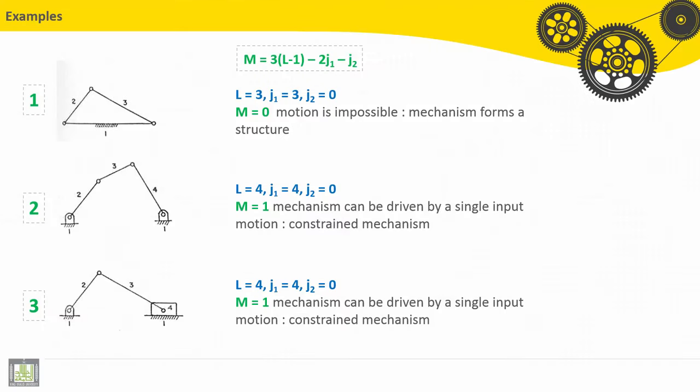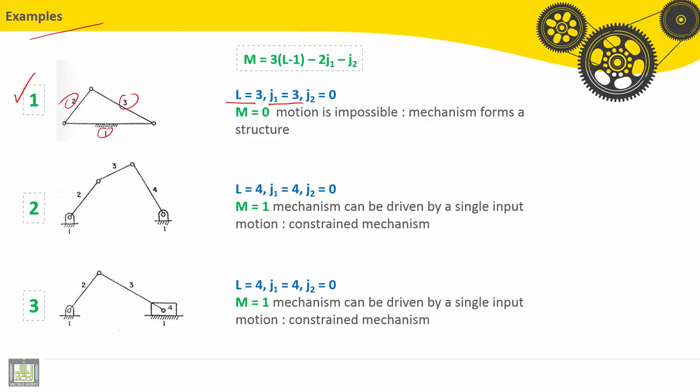Theory of Machines. We will take here some examples. First example, we have L equal 3, number of links. First one is the ground, second one and third one.